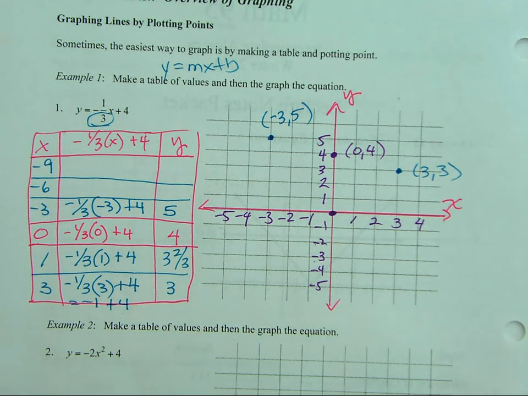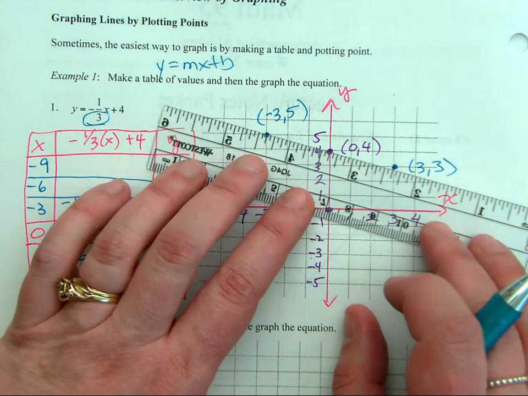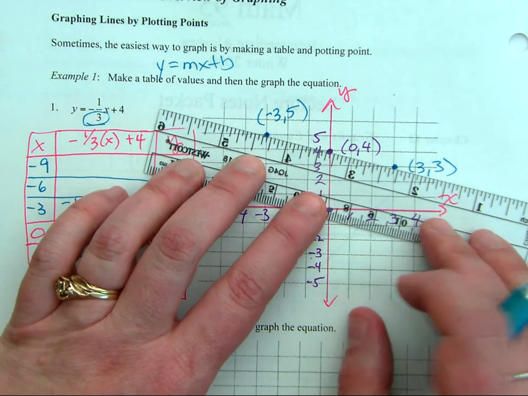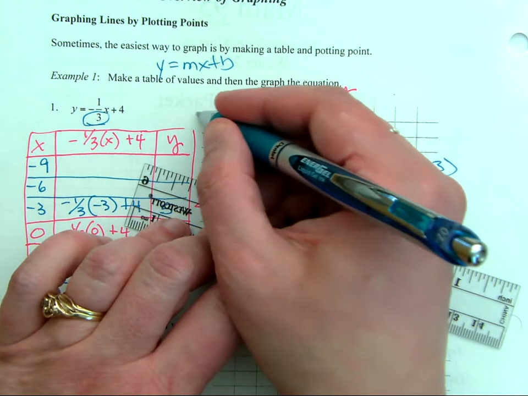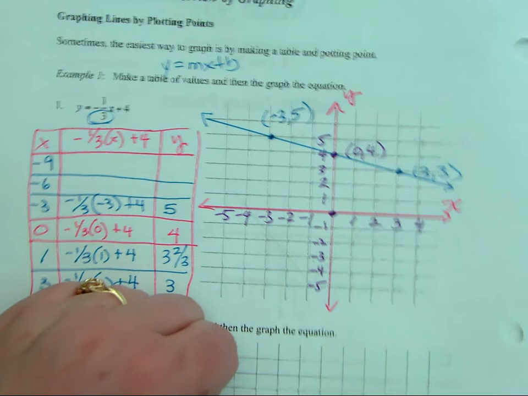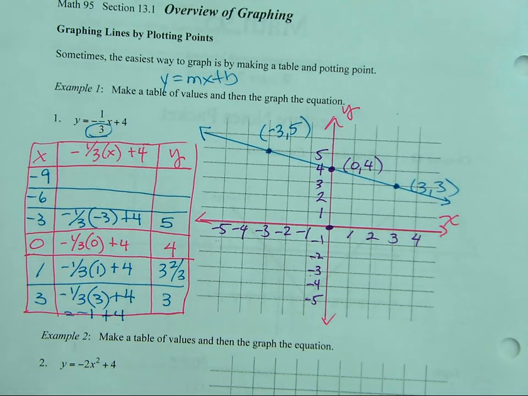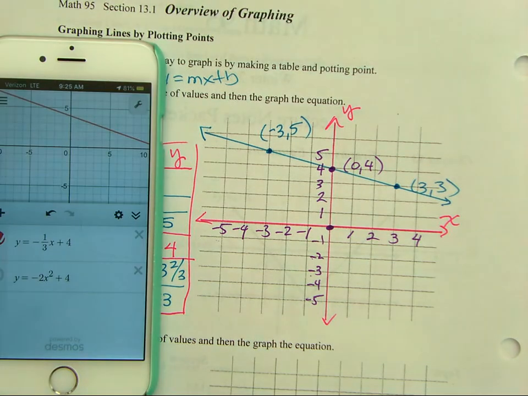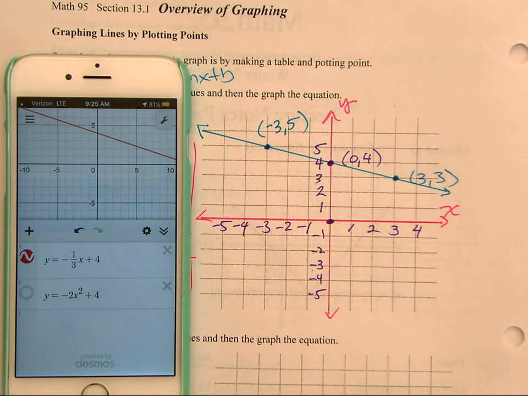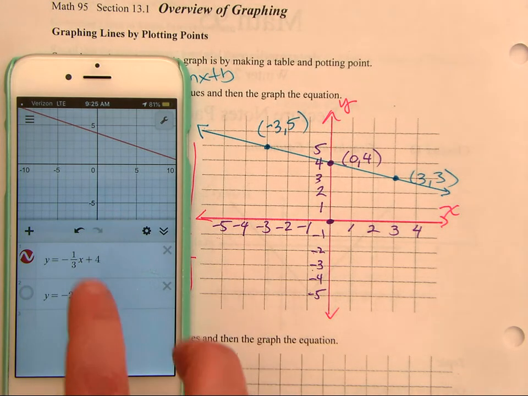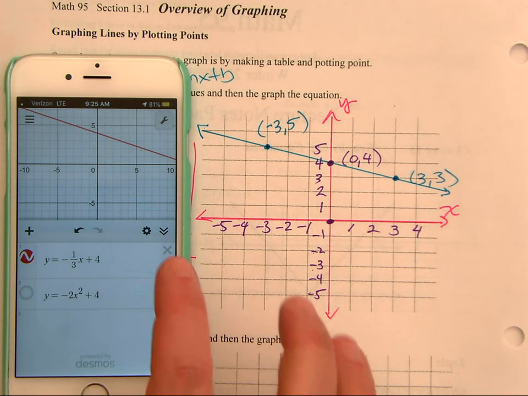And now, how many points do I technically need to draw a line? Yeah, I only need 2, but I'm considering a third point as a checkpoint, because if I mess one up, all of these points should be able to draw a line, to graph a line. Okay, and if I want to check that, I might use my Desmos. So I'll go over here onto my Desmos app. I've already actually typed that equation in, and it looks pretty good. Okay, so if you have the app on your phone, you could try out graphing with Desmos.